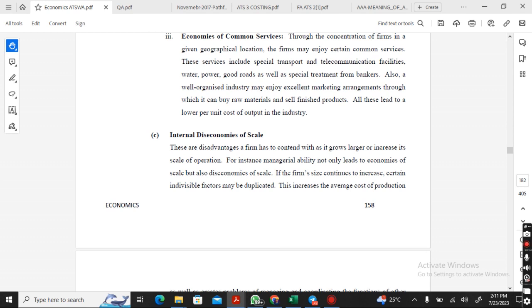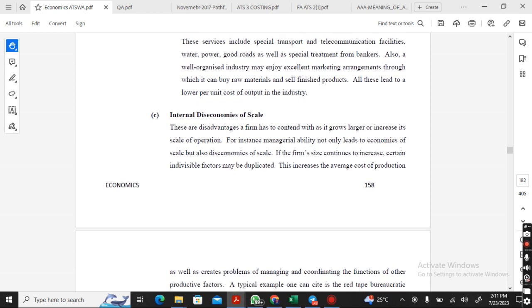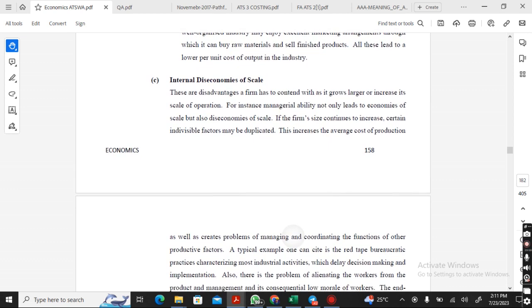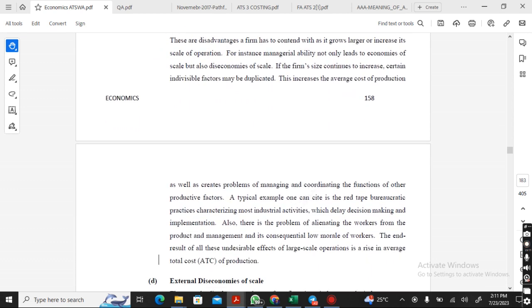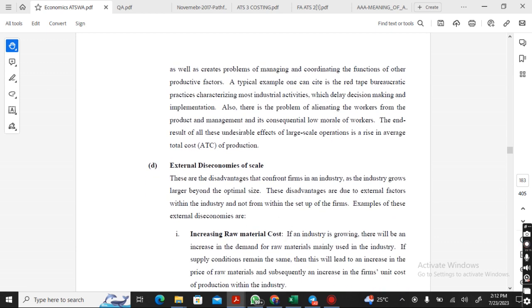Now, these are disadvantages a firm has to contend with as it grows larger or increases its scale of production. I've explained that before. For instance, managerial ability not only leads to economies of scale, but also diseconomies of scale. If firm size continues to increase, certain indivisible factors may be duplicated. Are you with me? Duplicated. So we have external diseconomies of scale.